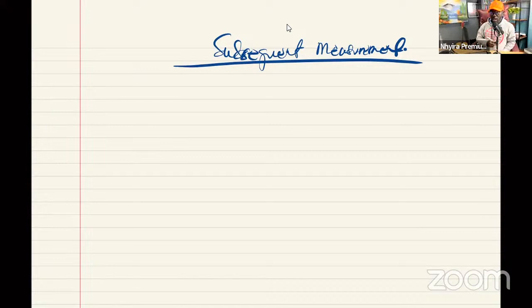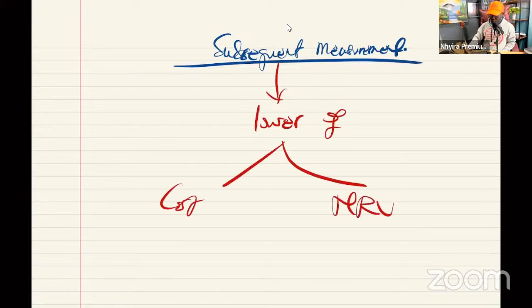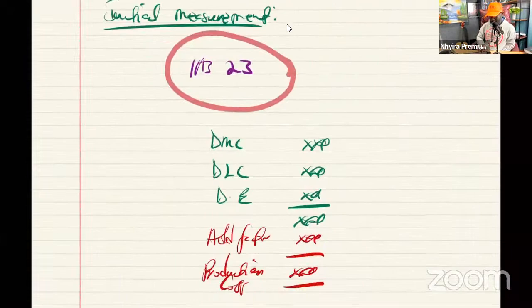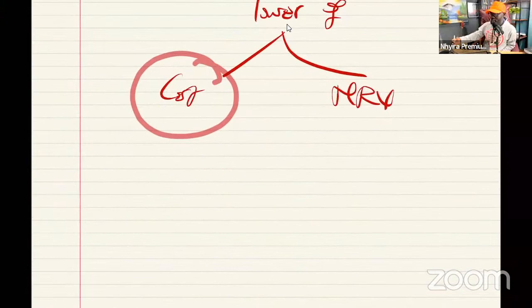On the subsequent measurement, inventory should be valued at lower of cost and net realizable value. I want you to stay with me very carefully here. Remember, the cost part we've already spoken about. But net realizable value simply means: if the entity decides to sell the inventory today, how much are we going to get? That is the idea about net realizable value.